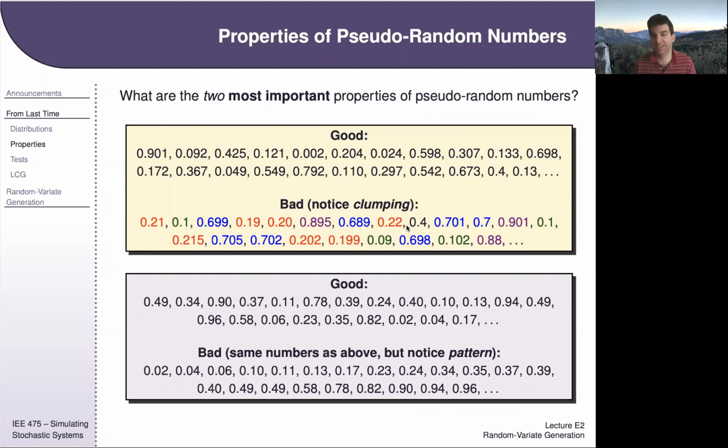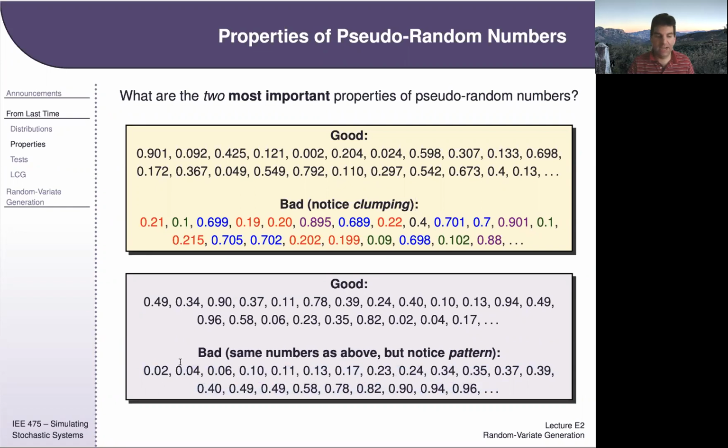If you did a chi-squared test or a Kolmogorov-Smirnov test, it probably would say not uniform. The other one is independence. Down here is a good sequence, and then down here, all I've done is sort that sequence: 2, 4, 6, 10, 11. They're the exact same numbers. Both of these sequences have uniformity. They've got that going for them. But the top sequence has independence too. I cannot predict the next number from knowing the previous number.